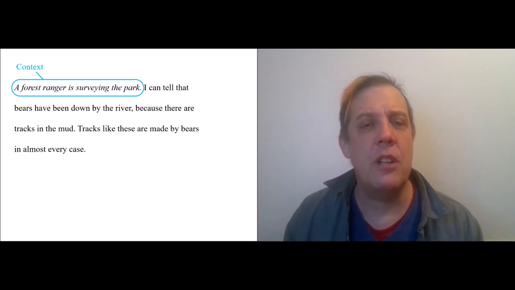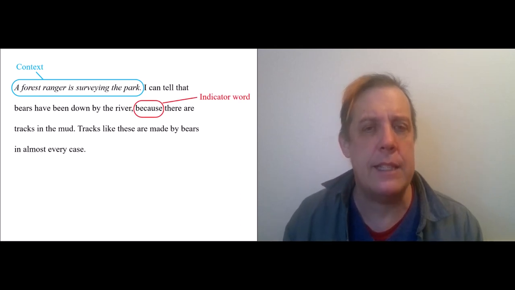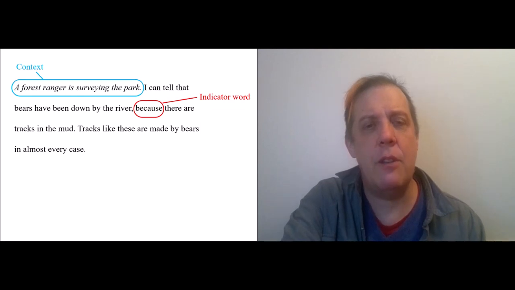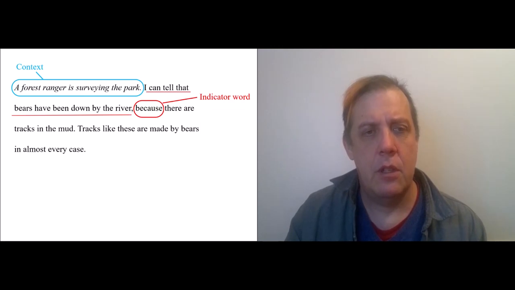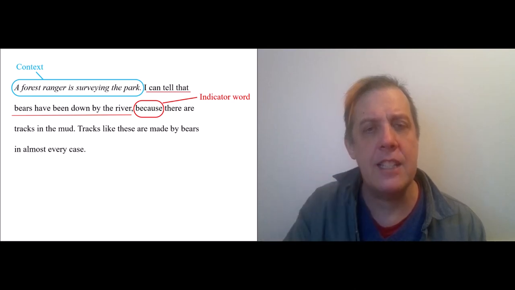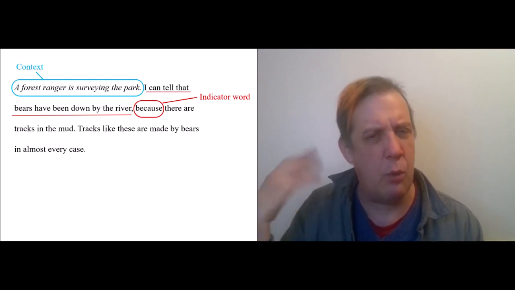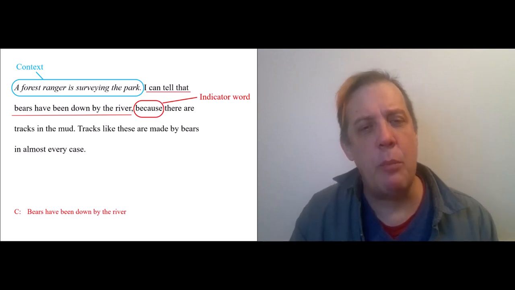So this is an argument, and you can tell it's an argument because it has an indicator word. It's got this "because," right? And that means that the first statement is the conclusion. I can tell that bears have been down by the river. When we put this in standard form, we're going to drop out the "I can tell that," and we're just worried about this proposition that's about the world. We're not worried about the thinker. So we say, bears have been down by the river.